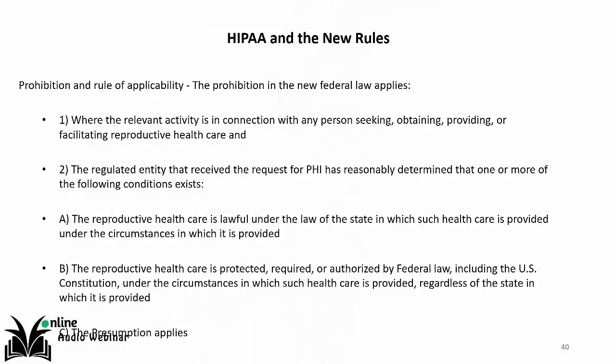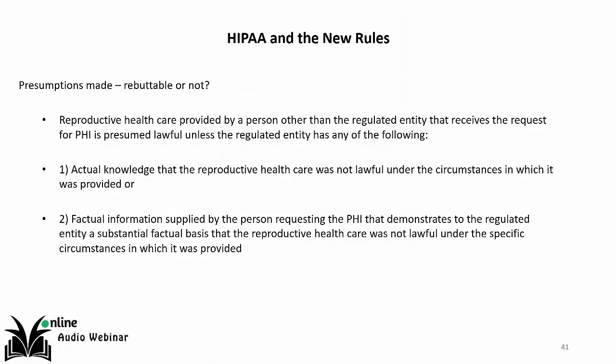The prohibition in the new federal law applies where the relevant activity is in connection with any person seeking, obtaining, providing, or facilitating reproductive health care, and the regulated entity that received the request has reasonably determined that one or more of the following conditions exists. So the presumptions that are made, whether they are rebuttable or not: reproductive health care provided by a person other than the regulated entity that receives a request is presumed lawful unless the regulated entity has any of the following.